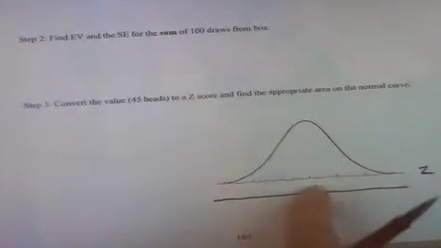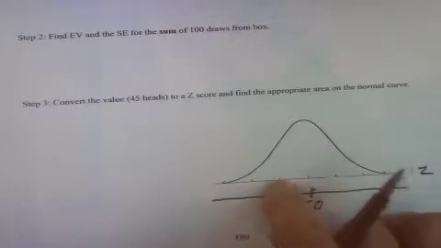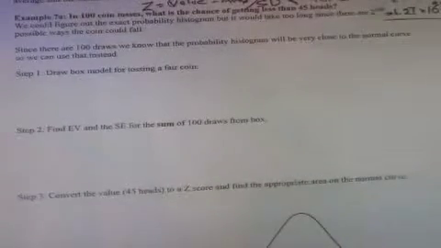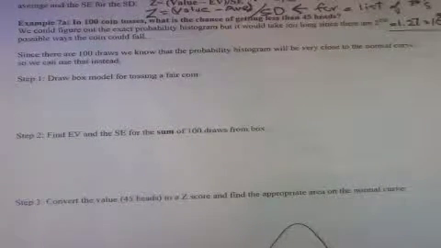Where do we put 45 on here? Is it going to be pretty likely? Is it going to be very unlikely? Where's it going to be? That's what we're going to try to do. Okay? So, we start by translating it into a box model.